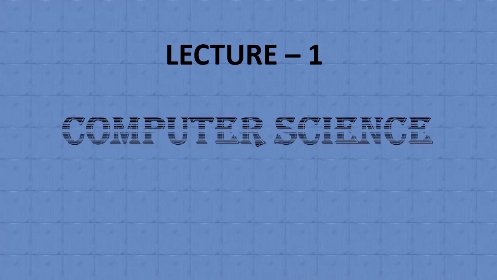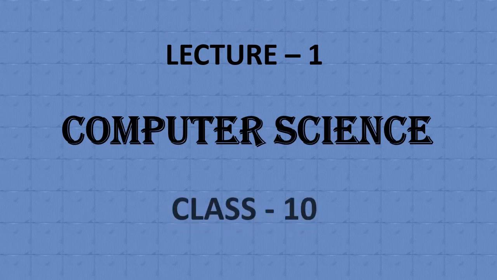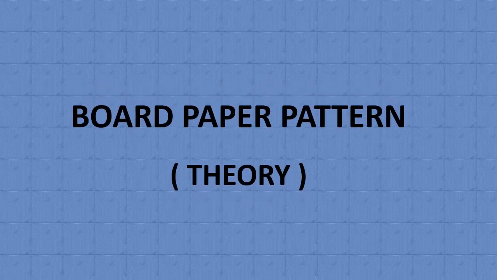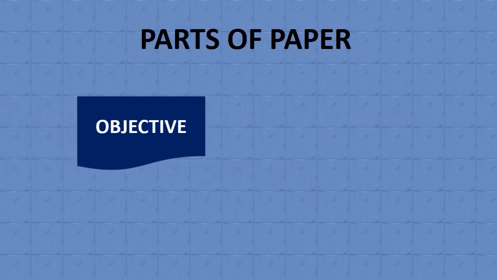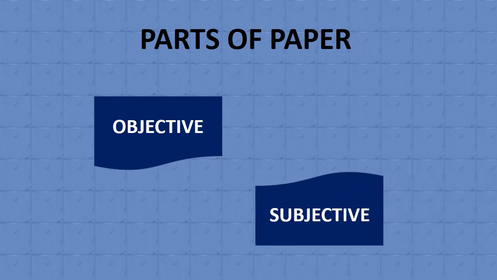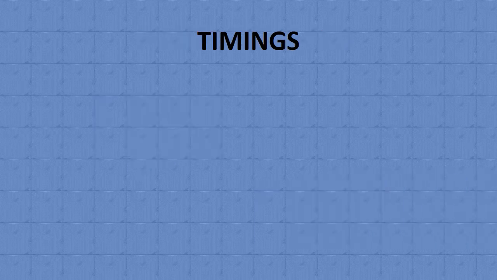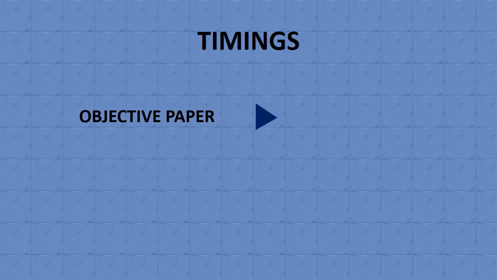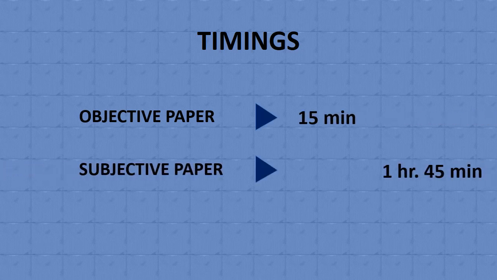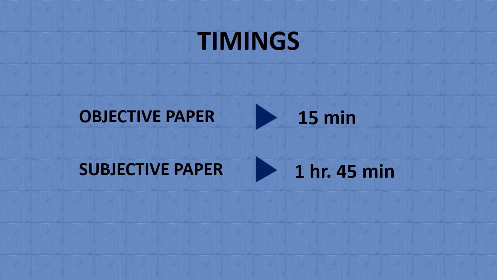This is lecture number 1 of Computer Science, class 10th. Before heading towards the textbook, let me tell you the theory paper pattern of Punjab Board. There are two parts of the paper, objective and subjective. The timings for objective paper are 15 minutes and for the subjective paper 1 hour 45 minutes. So the total time is 2 hours.